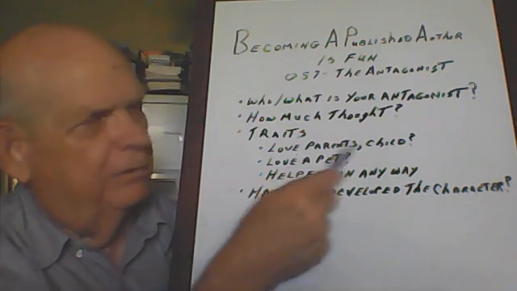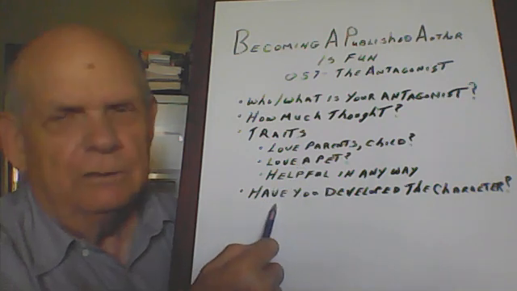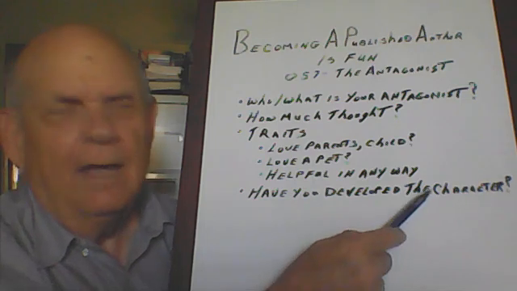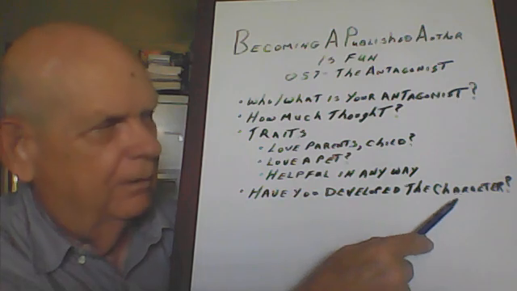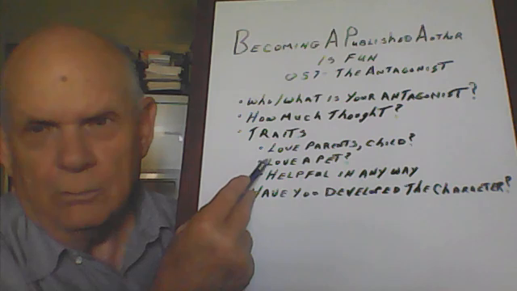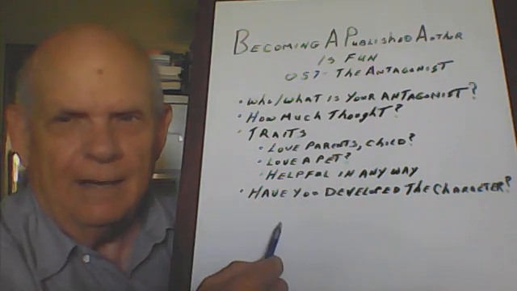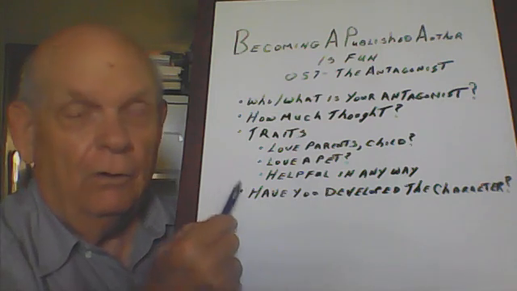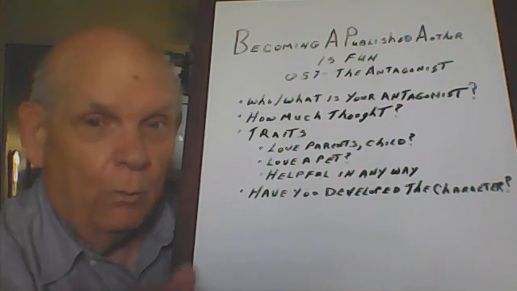But are they helpful? Do they love their parents or a child? Do they love a pet? Are they helpful? This comes down to this question right here. Have you developed the antagonistic character? You developed the hero. You put a lot of thought into it. Put some thought into your antagonist. Don't make your antagonist better than your hero, although that antagonist could be better in some ways.